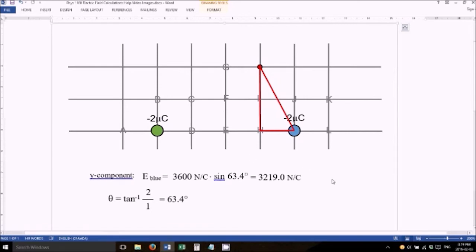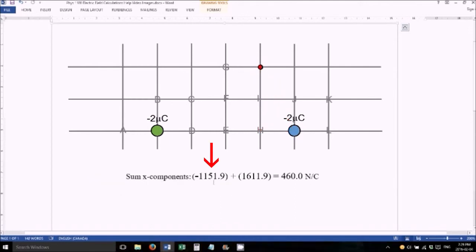Now that we know the x and y components of the electric field at this red point due to the green charge, and the x and y components of the electric field at this red point due to the blue charge, we can add those up. So here's what I mean. Here's the x component of the electric field of the green charge, and the x component of the electric field of the blue charge. But you'll notice that the one for the green charge I put in as negative, and why is that? Well, if you remember the original right-angled triangle, you'll remember that the electric field pointed this way, so directly away from the red spot over towards the green charge.